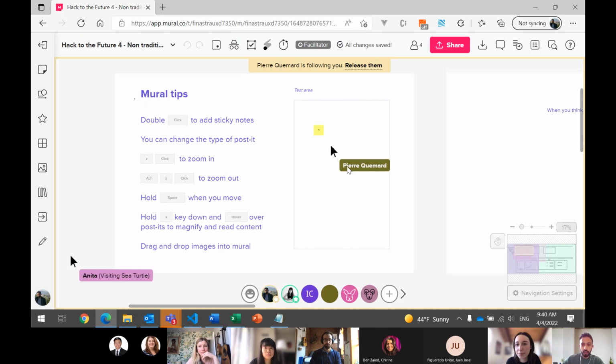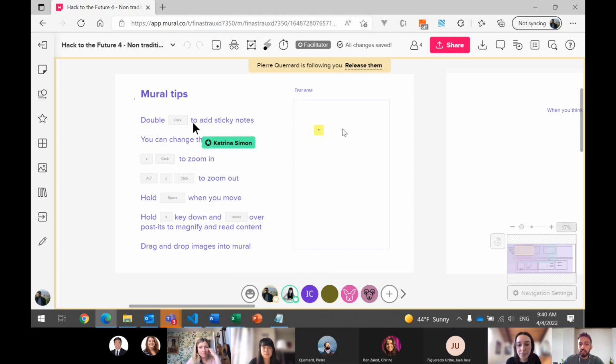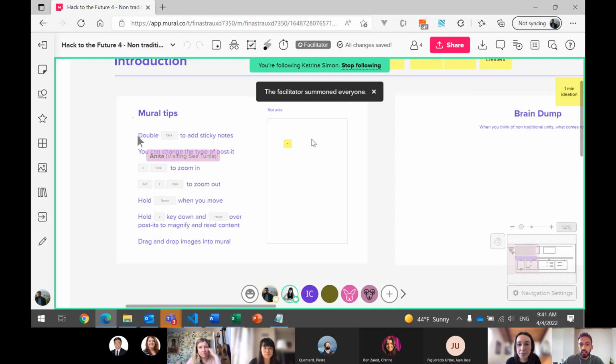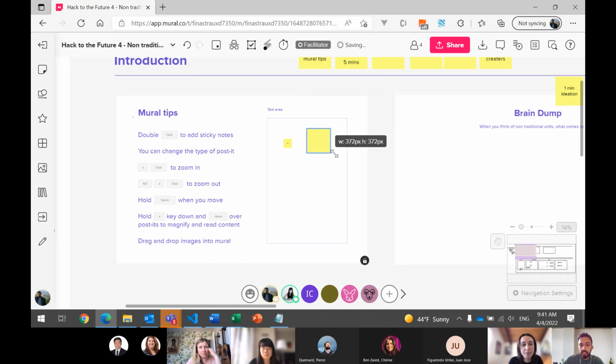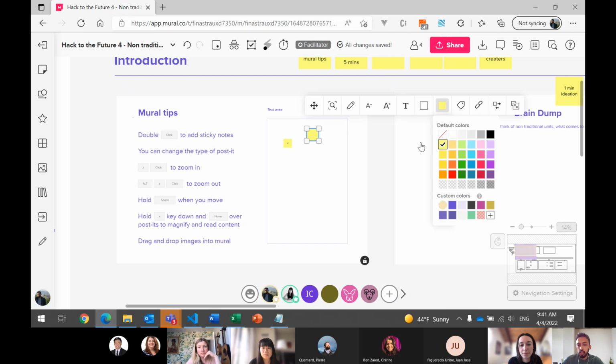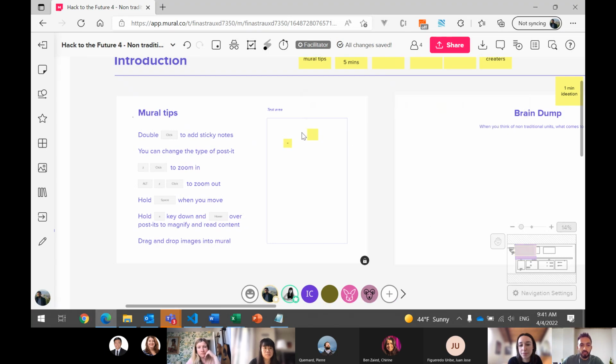Okay, so let me talk to you about how to use Mural. Many of you maybe are familiar with the tool, but for those of you that are not, what we want to do is use sticky notes here. To make a sticky note, just double click in the board and you'll be able to create the sticky note. You can resize it, you can change the color if you want to go green or blue. So let's give it a try. For all of you that are in the board, let's do that.